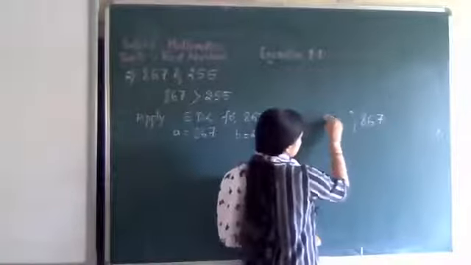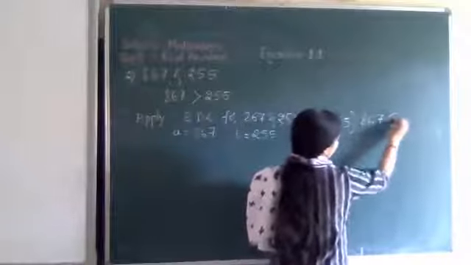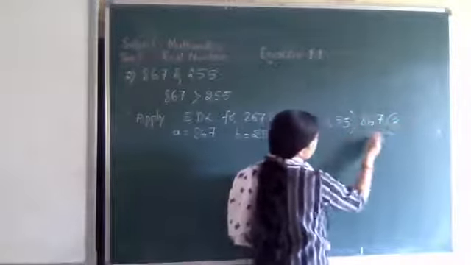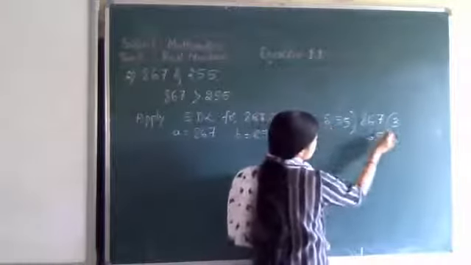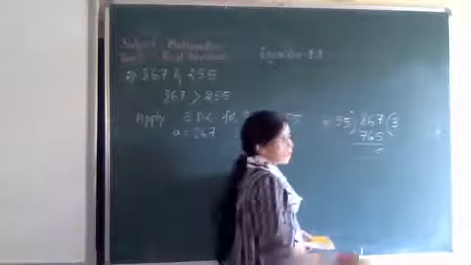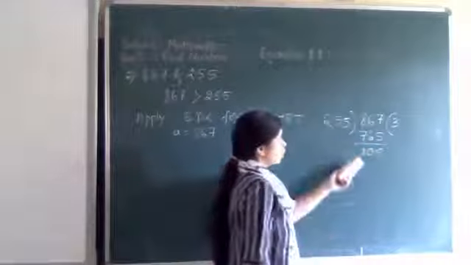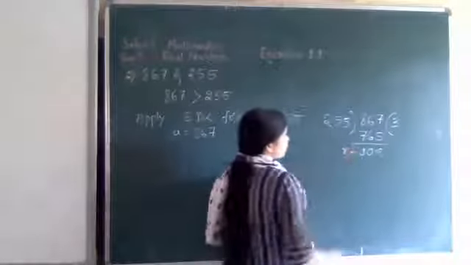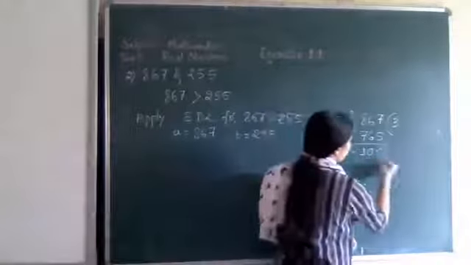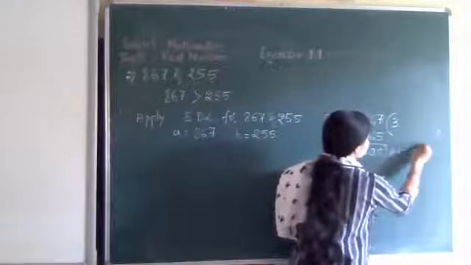First, 867 is equal to 255 into 3. 3 5 15, 3 5 15, plus 1 is 16, 3 2 6, plus 1 is 7. 7 minus 5 is 2, 6 minus 6 is 0, and 8 minus 7 is 1. We got 102 as remainder. So that is not equal to 0. Then again we will apply Euclid's division lemma for 255 and 102.